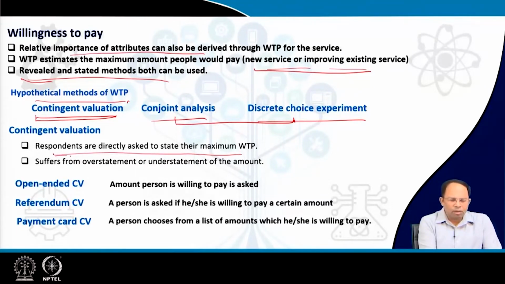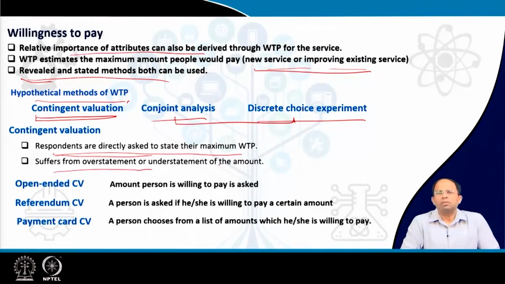As people are asked directly, it may suffer from overstatement or understatement. That means some people can state very different values. If I ask how much are you willing to pay for door-to-door collection, some people will say 50 rupees, others will say 100. So this may not be right. We have to design our survey very carefully so that this kind of bias can be overcome.